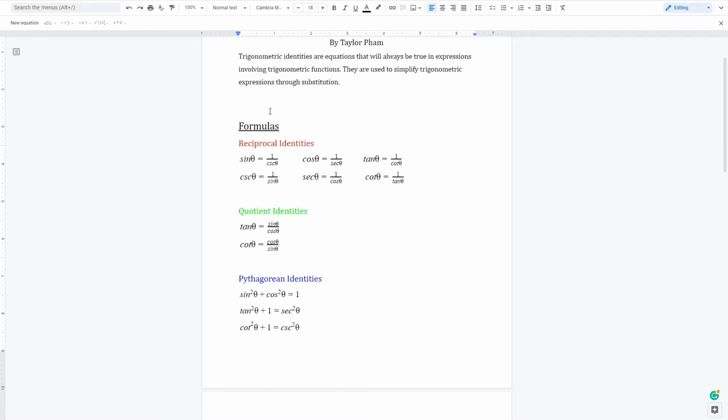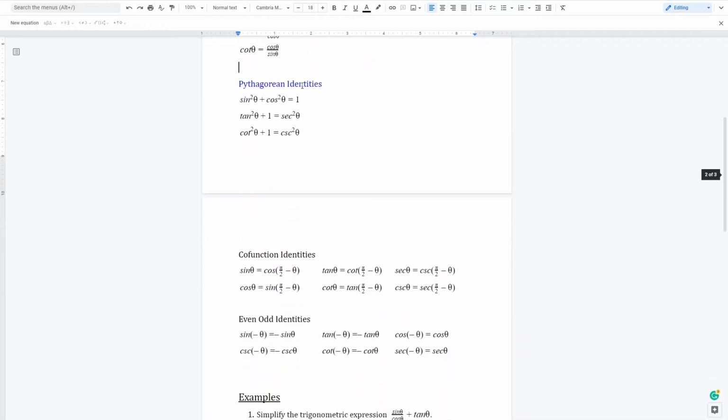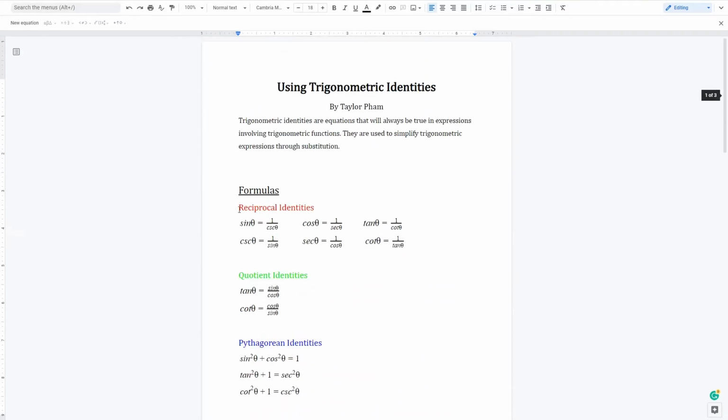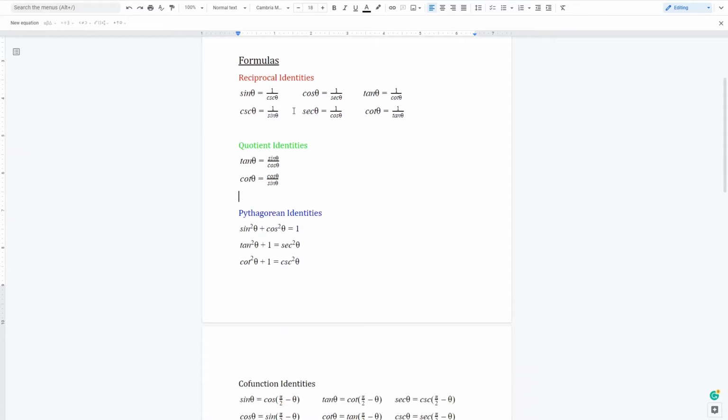But first, the formulas. Our formulas will be reciprocal identities, quotient identities, Pythagorean identities, cofunction identities, and even odd identities. But we'll be mainly focusing on the first three. So reciprocal identities, we have sine theta equals 1 over cosecant theta, cosine theta equals 1 over secant theta, and tangent theta equals 1 over cotangent theta, along with their opposites, which is found by multiplying both sides by sine theta, for this one at least, and then dividing both sides by cosecant theta. And you would do the same thing for secant theta and cotangent theta.